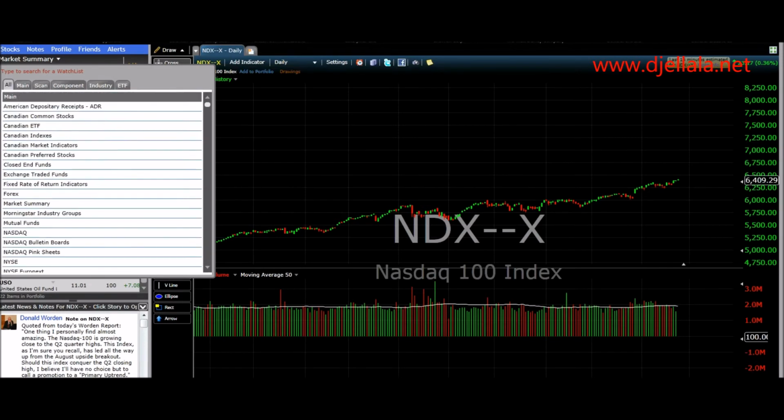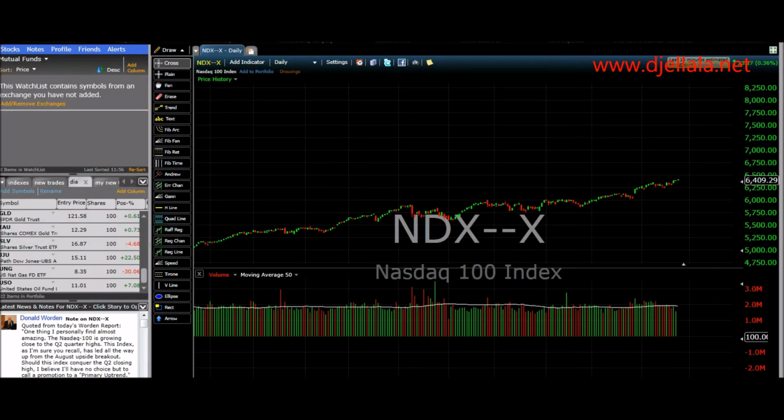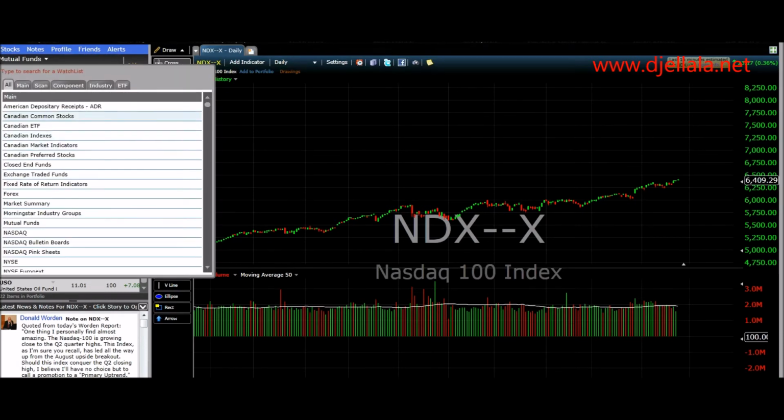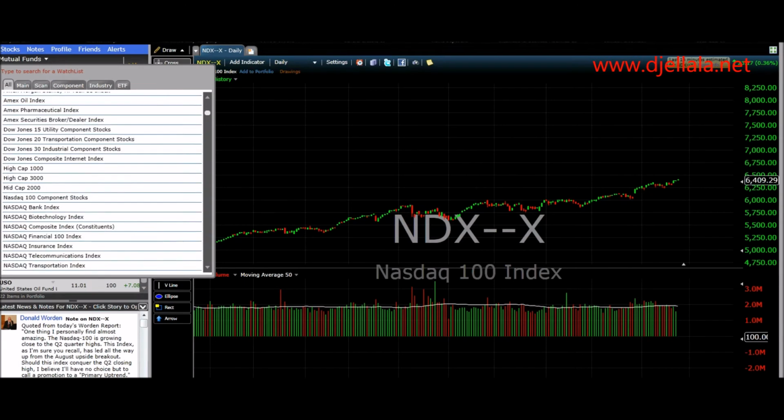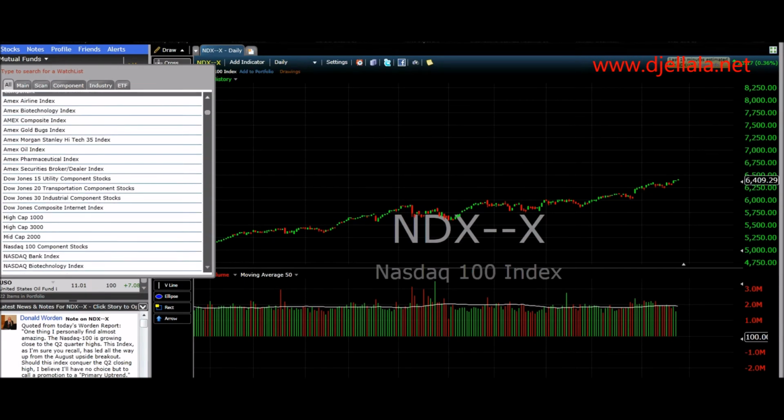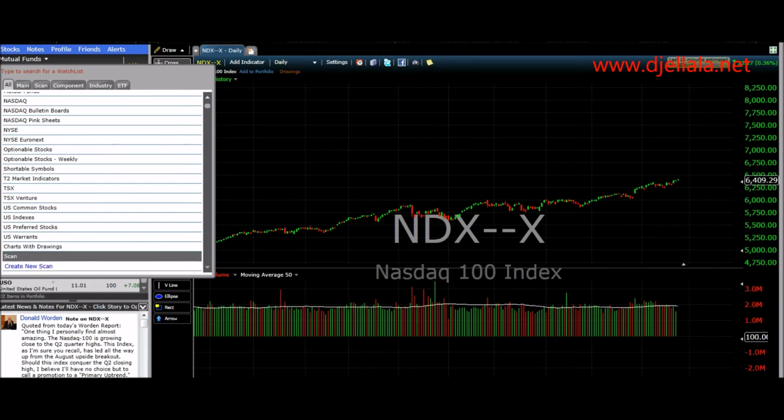Now if you want to go to the Canadian market, here we have the Canadian market. Let's say you want to see mutual funds like closed-end funds, you click on mutual funds. It says that I haven't added an exchange, so I am not going to see mutual funds here. So let's say, as an example, you want to know something else.